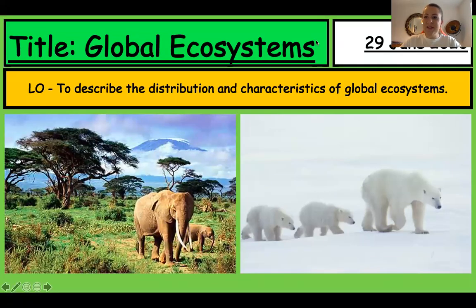Hi Year 9, so this is your geography lesson for the week commencing the 29th of June. You need to keep this all together with all your geography notes. Our title is looking at global ecosystems, and you can also get the learning objective down as well.